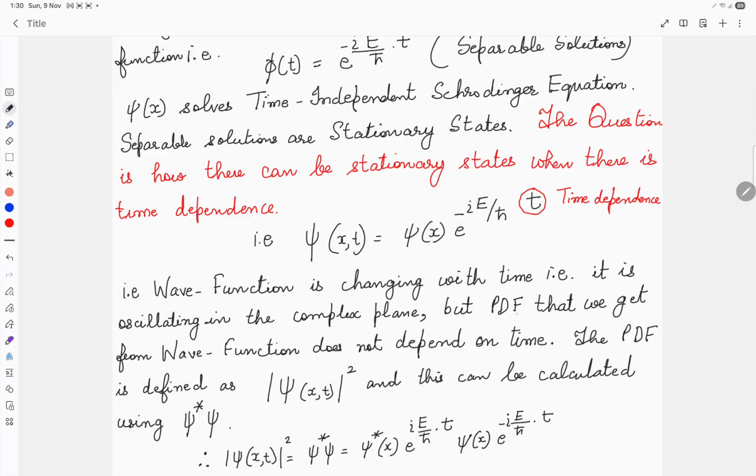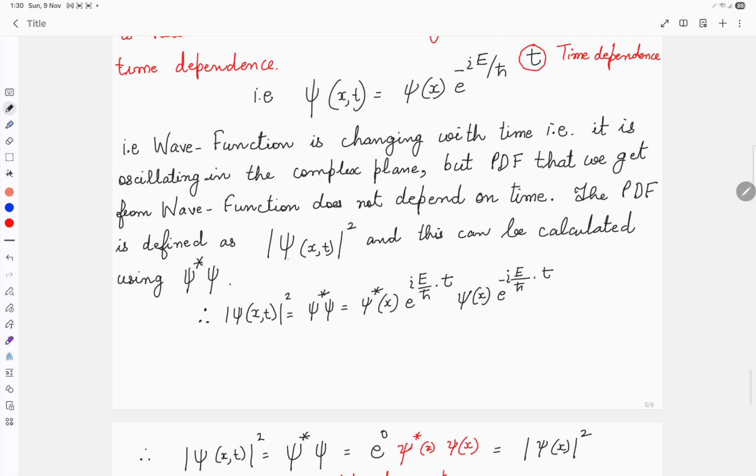The wave function is changing, but the probability density function that we get from the wave function, how do we get it? It is the mod square of the wave function. That's how we calculate the probability density function. But the probability density function that we get from the wave function does not depend on time. The PDF is defined as the square modulus of psi xt, and this can be calculated using psi star psi. This is the conjugate of psi. This is how we can calculate the probability density function.